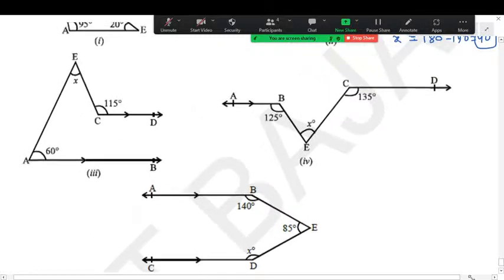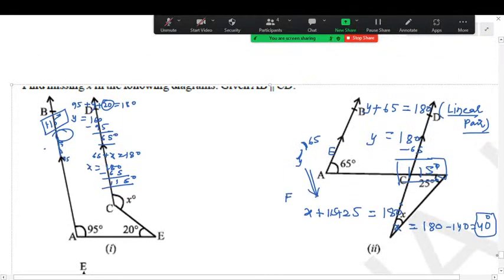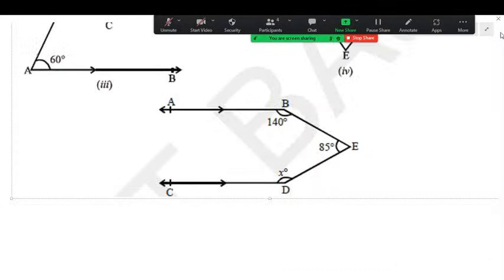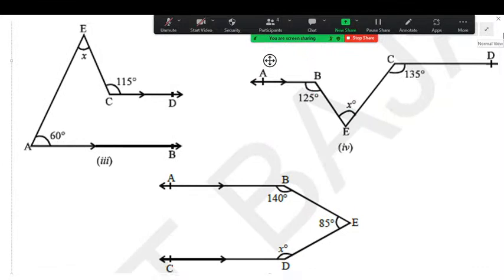So first we're going to look, CD is parallel to, let's say, AB. CD is parallel to AB, exactly. So CD is 115 degrees. That means ECD is 115 degrees, and EAB is 60 degrees. Exactly, it is given to be 60.